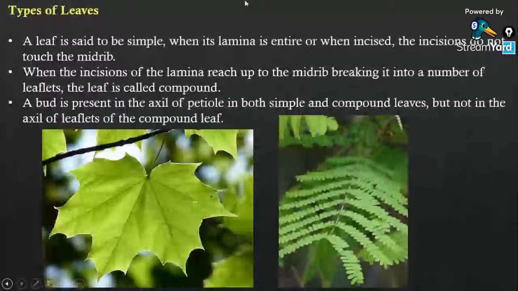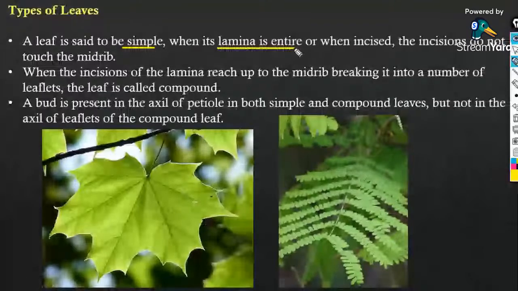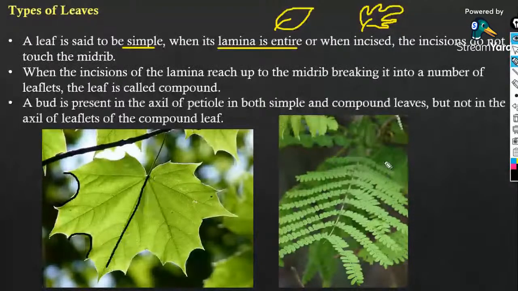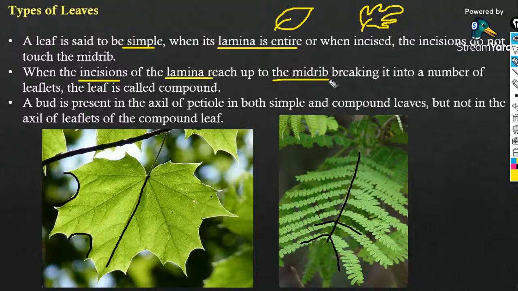A leaf is said to be simple when the lamina is entire. If the lamina is entire like this, or when incised, the incisions do not touch the midrib. Just like this, here incisions are there, right? You can see the incisions like this, but they are not touching the midrib, right? Whereas look at this, here is a long axis, and on either side you would have leaflets. When the incisions of the lamina reach up to the midrib and break it into a number of leaflets, you will call them a compound leaf.